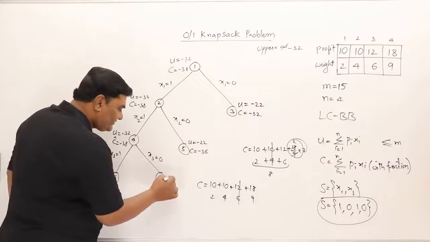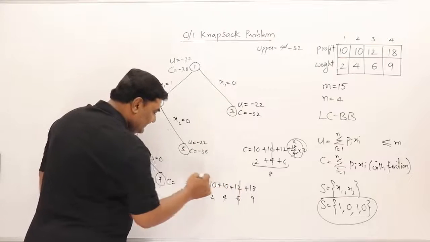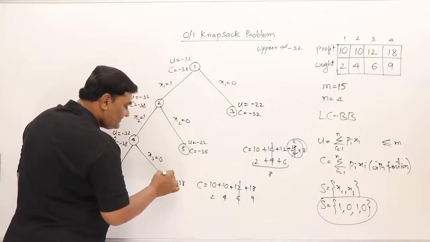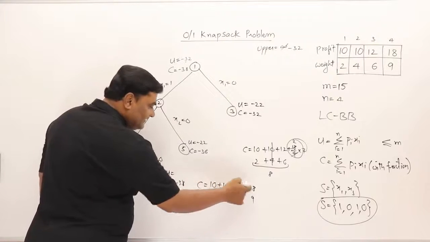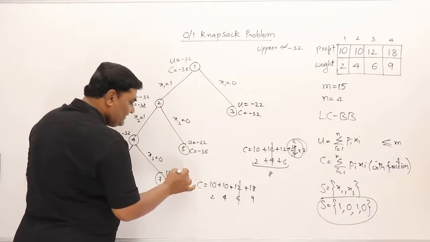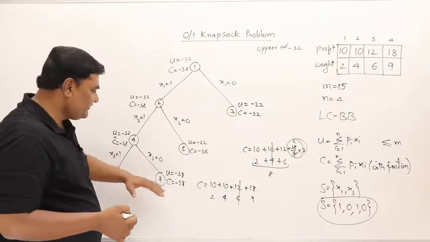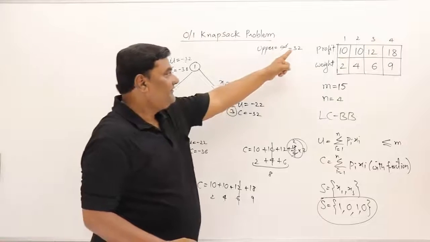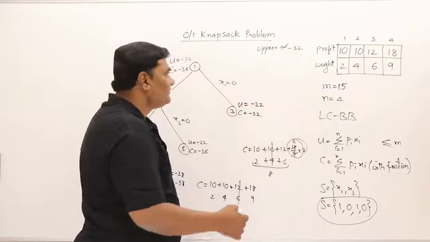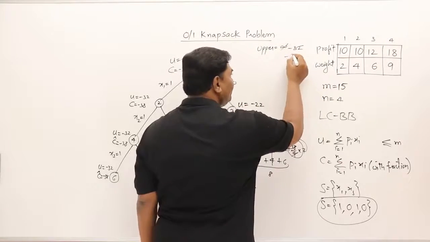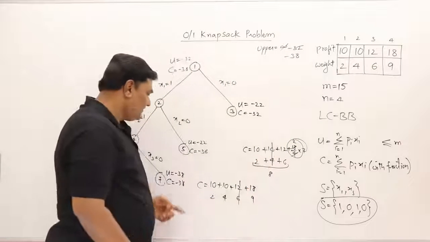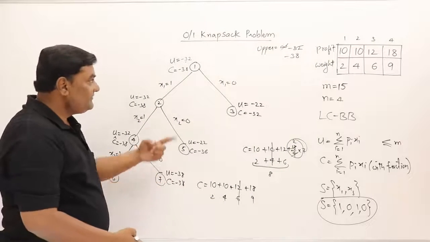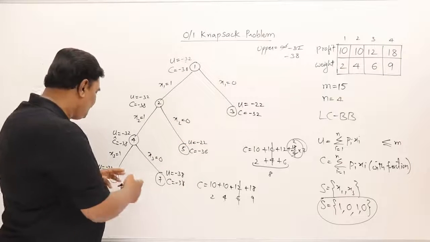So what is the cost? Cost is 10, 20, 38. So it is minus 38. And what is the upper bound? 10, 20, 18. So that is minus 38. There are no fractions here, so we got the cost and upper bound the same. Now one thing you observe: we got a smaller upper bound. So update that one. So it becomes minus 38.